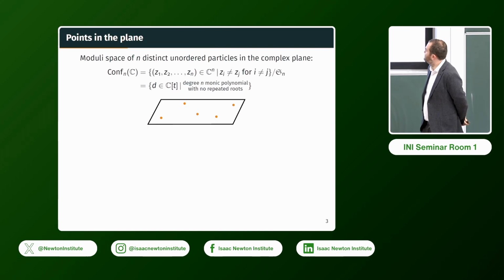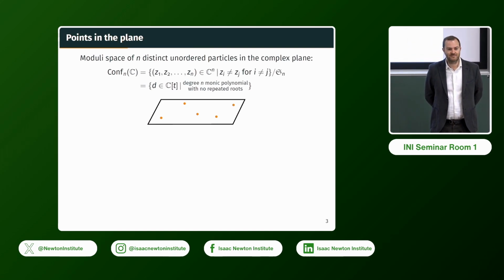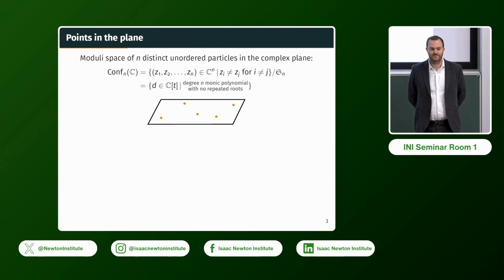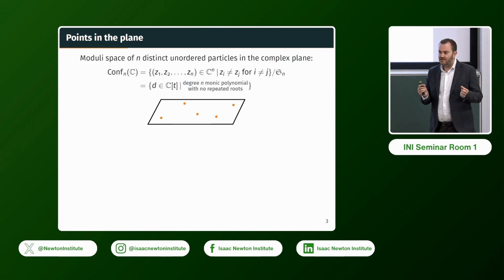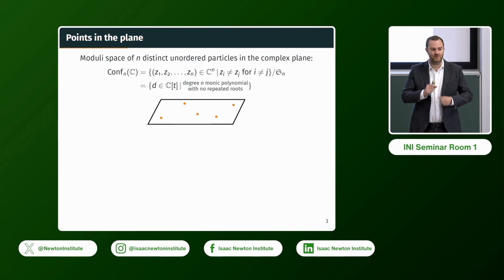So I want to start with the example of the moduli space of finite subsets of the plane of a given cardinality, let's say n. And these are indistinguishable points in the plane, and in particular, they're different points in the plane, so they're not allowed to be on top of each other.